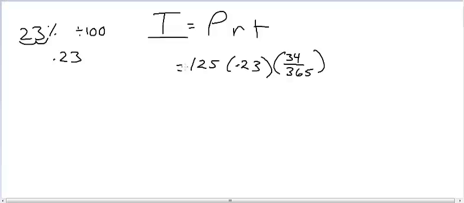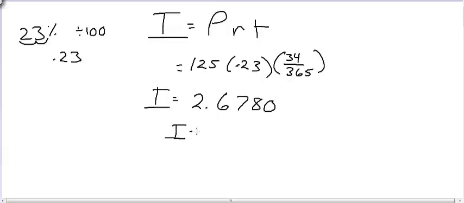When you do the math, you should come out with I equals 2.6780. Now since I'm talking about money, I'll round this to 2 decimal spaces. 2.68. In other words, $2.68 is the amount of interest earned over this time period.